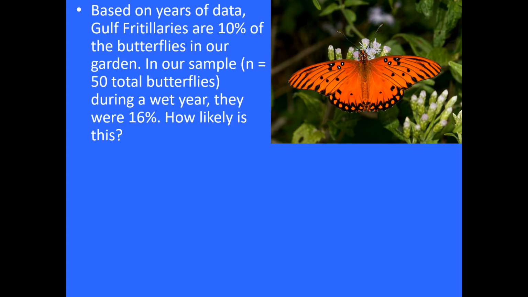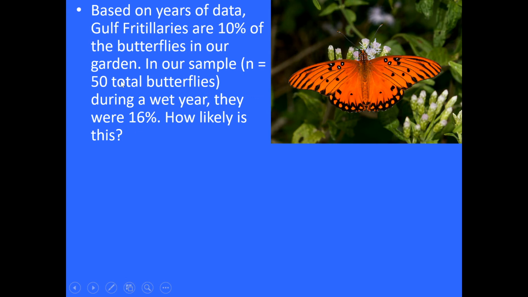Let's say, based on years of data here in Davie, we could say that the Gulf fritillaries are about 10% of the butterflies. Well, I go out this year, we've had kind of a dry year, and I collect 50 of these butterflies. In my sample, it's 16%. How likely is this?